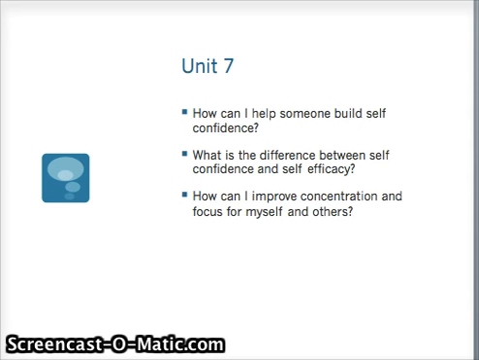In Unit 7, we'll look at an important issue that helps all people with fitness and all people with sport. How can you build self-confidence? What's the difference between self-confidence and self-efficacy? Looking at your own practices, how can you improve concentration and focus? And then how can you influence others to do this?